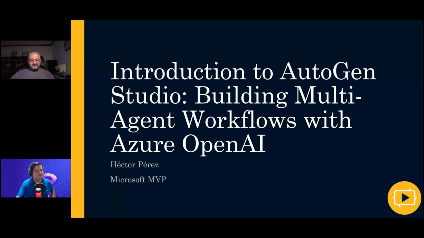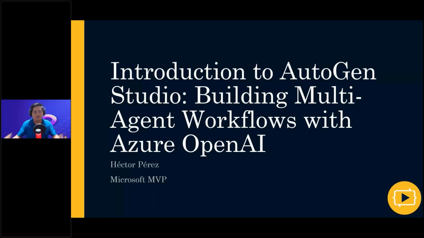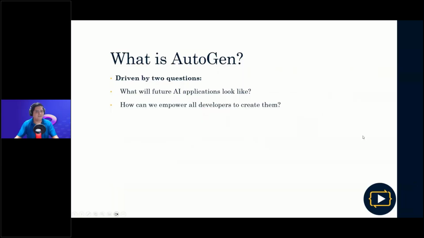We're going to start with this introduction to AutoGen Studio, that is building multi-agent workflows with Azure OpenAI. I think that Azure OpenAI is a wonderful technology that lets you basically create a lot of things. One of the things are intelligent agents that can perform different tasks. So my name is Hector Perez. I'm a Microsoft MVP, as the presentation says.